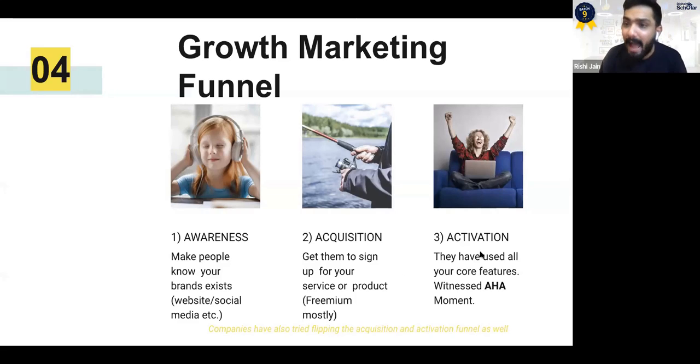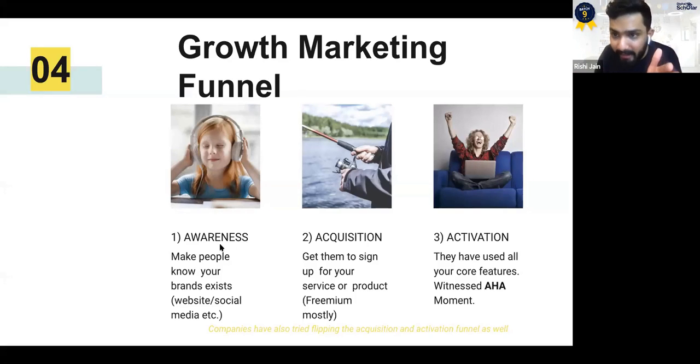And that leads to activation, which is they have used all your core features and they have witnessed the aha moment. Let's say in the case of Priyanka, she's selling a parenting product. The person goes through the entire course, becomes an amazing successful, or is able to create a good relationship with the kid, and that person becomes a true fan of Priyanka forever. Are you guys getting what I'm saying?